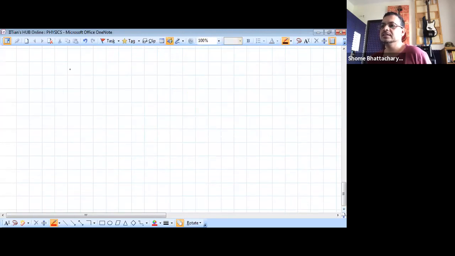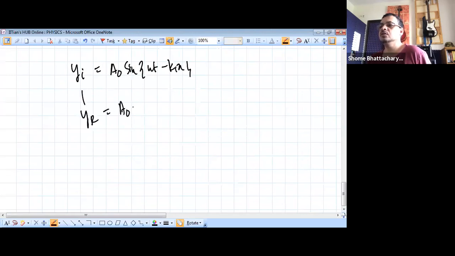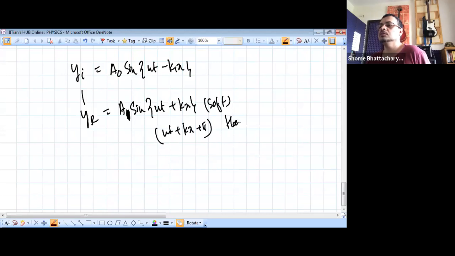You can see that the incident wave is E0 sin(omega t minus k1 x), suppose. So the reflected wave will be A1 sin(omega t plus kx) if it is a soft boundary, or it will be omega t plus kx plus pi if it is a hard boundary. Okay, so that's done. And the transmitted wave will become A2 sin, same omega but different k, and traveling in the same direction. So that's one step.